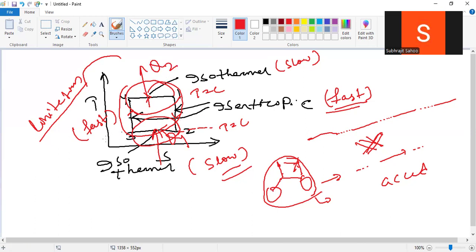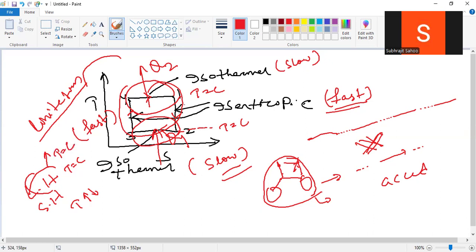In the first class, I told one diagram about latent heat and sensible heat, right? In latent heat, what happens? Heat transfer will be there, but the temperature will not change. But in sensible heat, heat transfer will be there and the temperature will increase or decrease. The temperature will change. But in latent heat, heat transfer will be there, but the temperature remains constant.